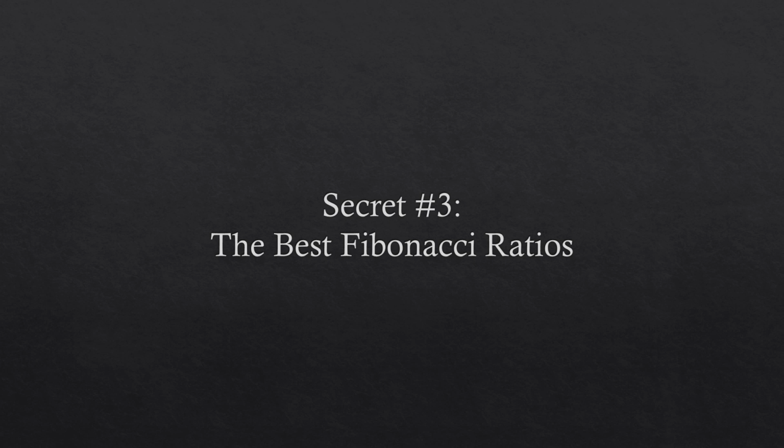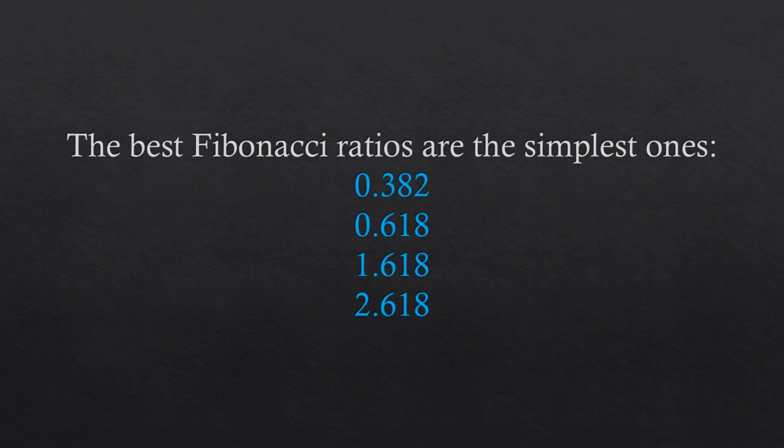As we saw in the first secret about Fibonacci, there is an infinite number of ratios we can take from the Fibonacci series, and that begs the question of which ratios are indeed the best to use in trading. The answer to this question is that the simplest ratios are the best ones to use because they tend to be the most frequent and the most powerful. You can think of the simpler ratios as more powerful abstractions about the Fibonacci series. The simplest ratios we can get are the 1.618, 2.618, 0.618, and the 0.382.